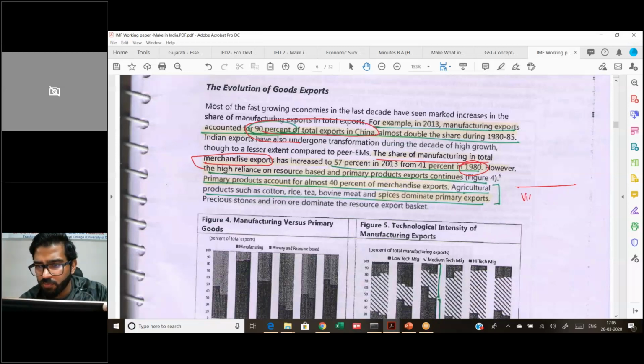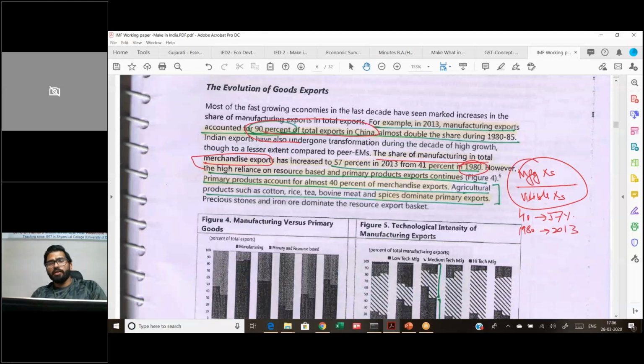So of your visible exports, the manufacturing exports has only increased from 40% to 57% from 1980 to 2013. And that essentially means that an overwhelming share, around 40% of your merchandise exports, is still agrarian products.